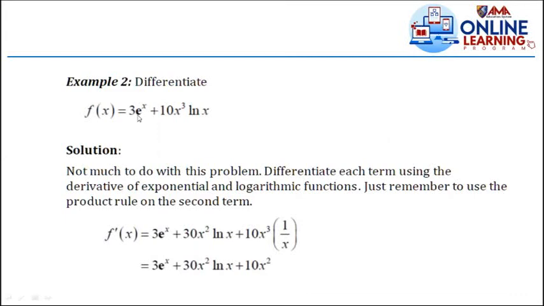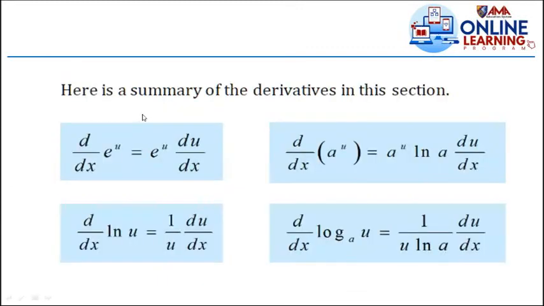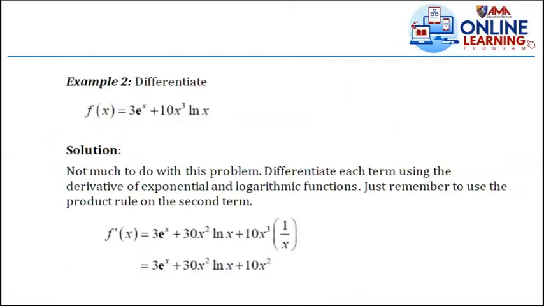Next, example number 2. Differentiate 3e to the x plus 10x cubed ln x. So with that, 3 is constant. So we're going to get the derivative of e to the x. Okay? So we're going to use this formula. We have e raised to u. This time, our u is equal to x. We have e to the x. And our derivative for x is 1.